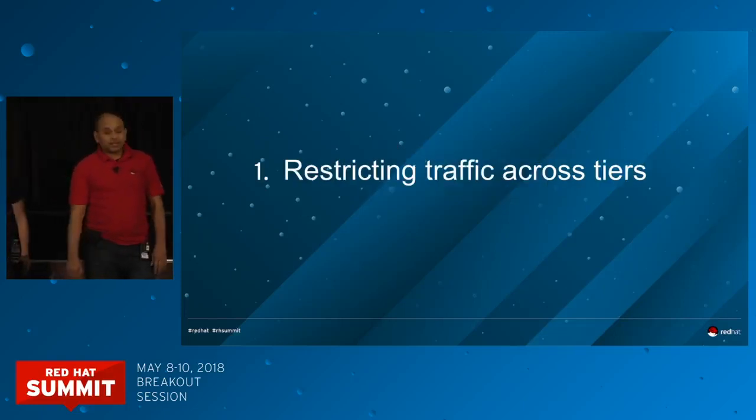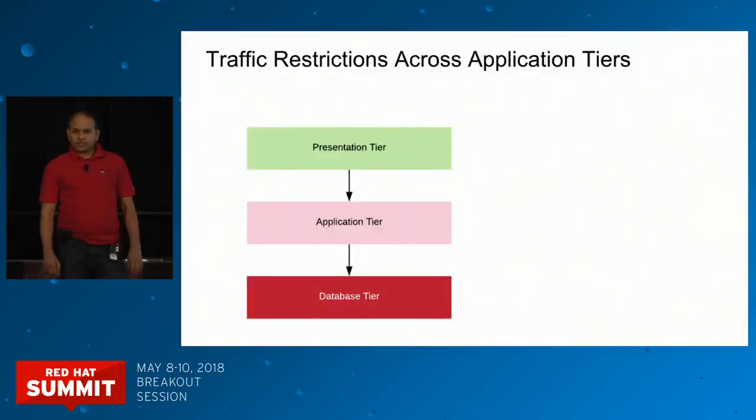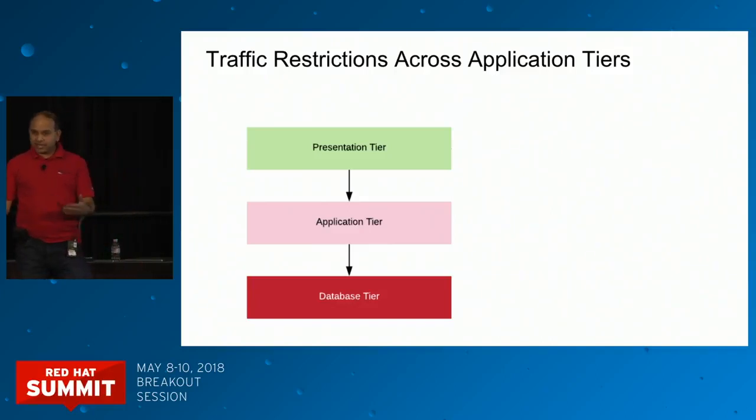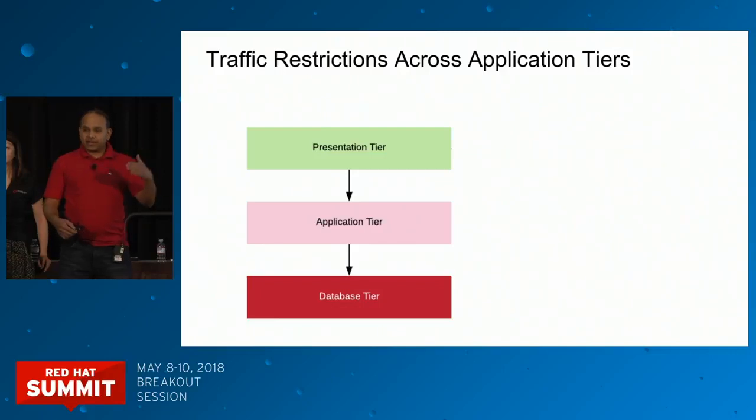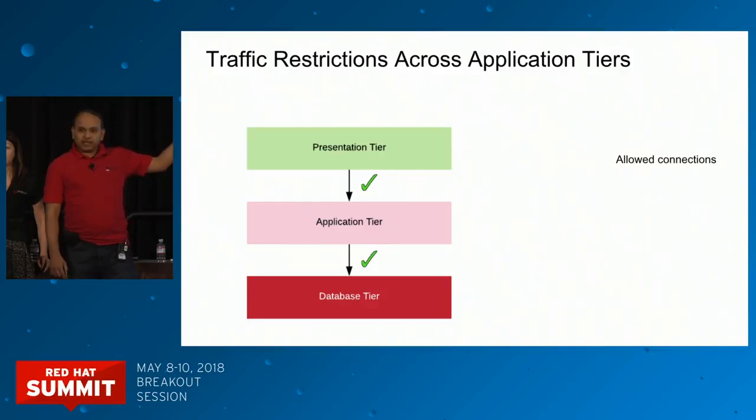The first one: how do I restrict traffic across tiers? Let's understand this a little bit more. Usually, traditional applications, or applications that we have been building so far, are divided into different tiers: presentation tier, application tier, database tier. A presentation tier typically calls the application tier, which calls the data tier. This is all known, right?